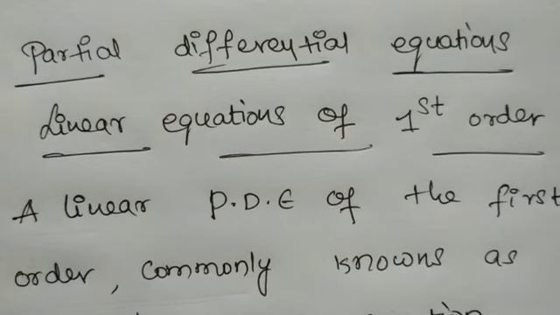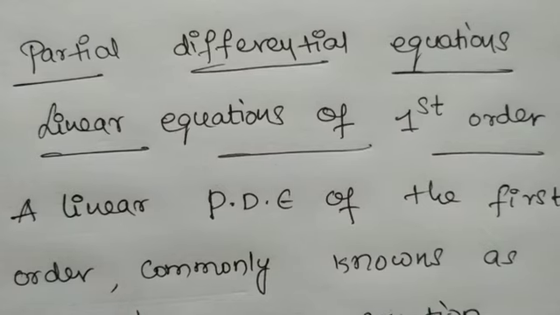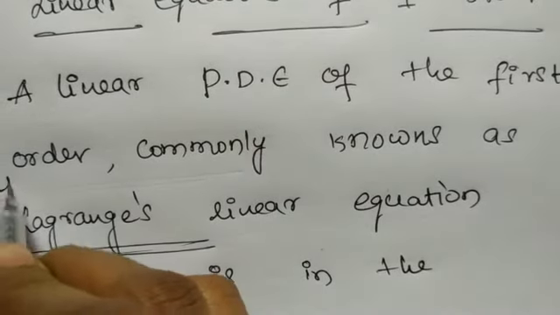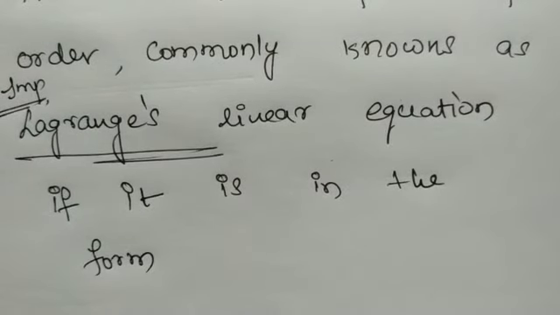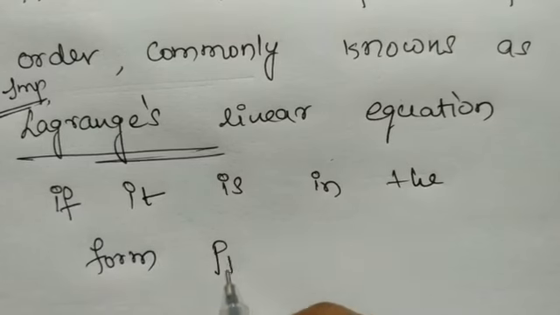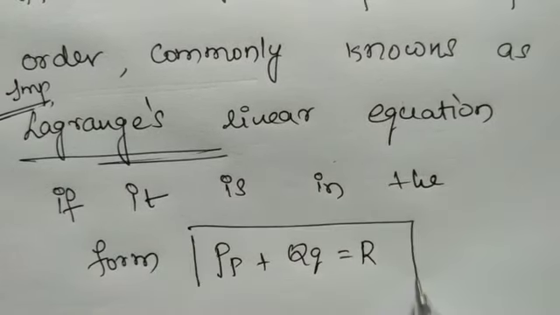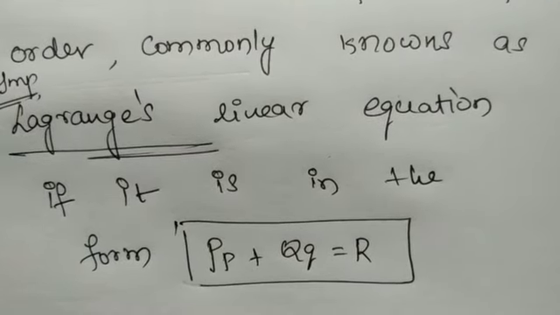Today I will explain partial differential equations of linear equations of first order. The linear equation of first order is also known as Lagrange's linear equation. This is a very important topic. Lagrange's linear equation is in the form Pp plus Qq equal to R. This is the Lagrange's linear differential equation.